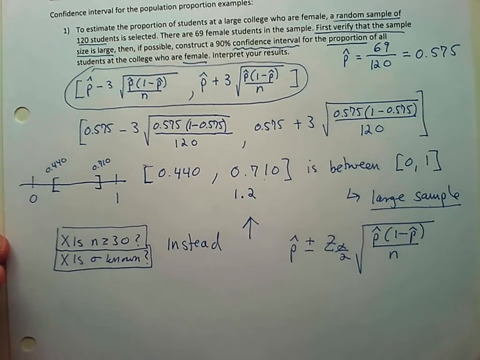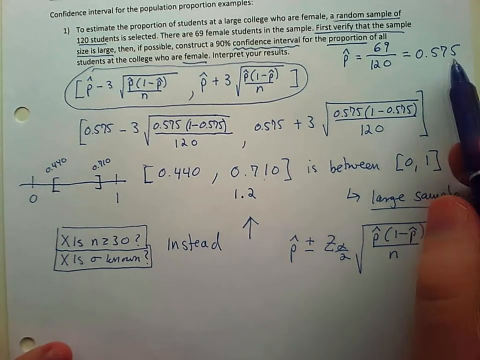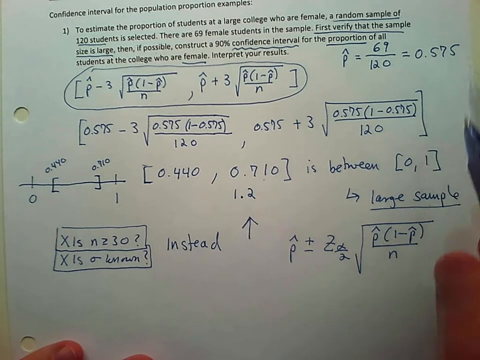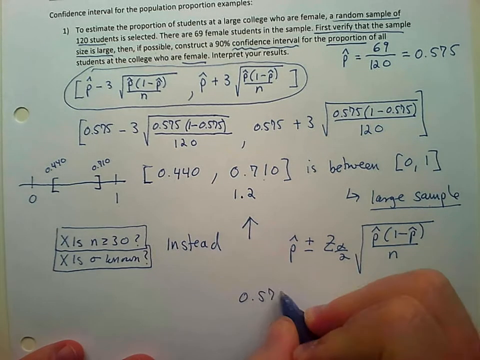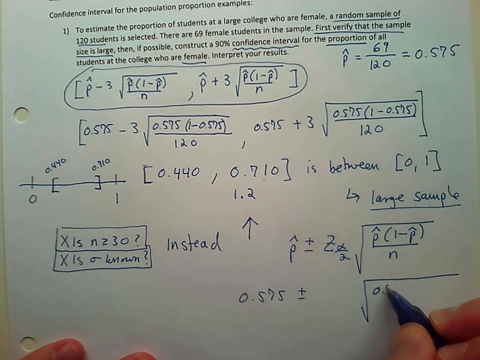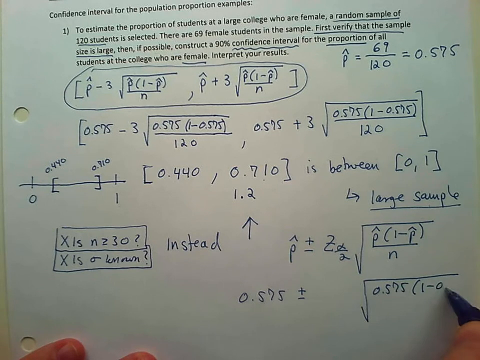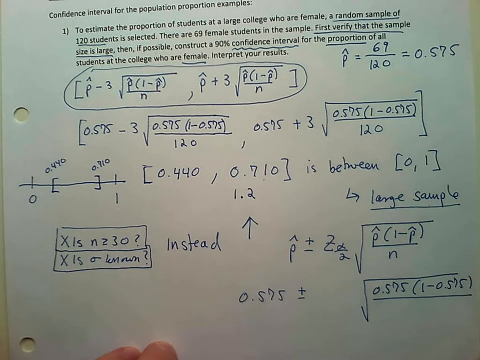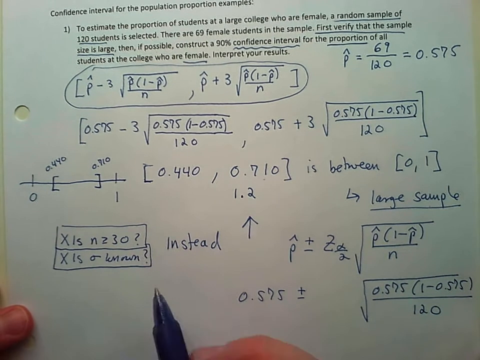So now we have a large sample, so let's finish off this problem and calculate out our confidence interval. We already know that our p hat from above was 0.575 plus or minus, I'll skip the z value here for a second. Here we have 0.575 times 1 minus 0.575 all over little n, and little n we already determined was equal to 120. First we have to figure out what z sub alpha divided by 2 is. So let's do it together.